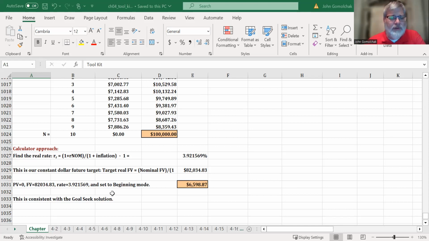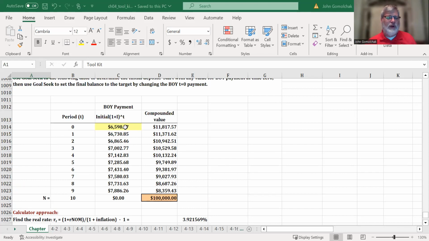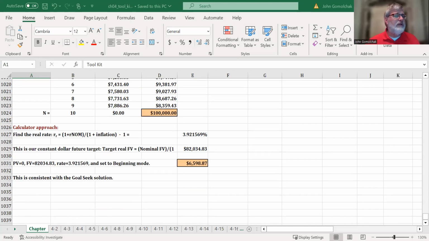So if we end up doing it as a present value, we would end up using our future value and our rate. So 6,598.87 would be the amount that we would be required to put in. And then ultimately it would become $100,000 as time went on. Okay, so this is its value after 10 years. This is its value after 9 years, 7 years, 6 years, blah, blah, blah. So, all right. I believe we made it to the end of the chapter.